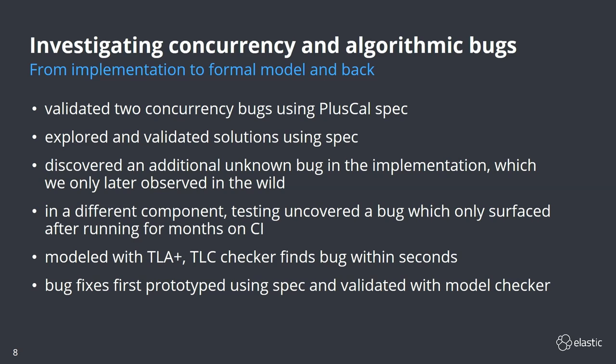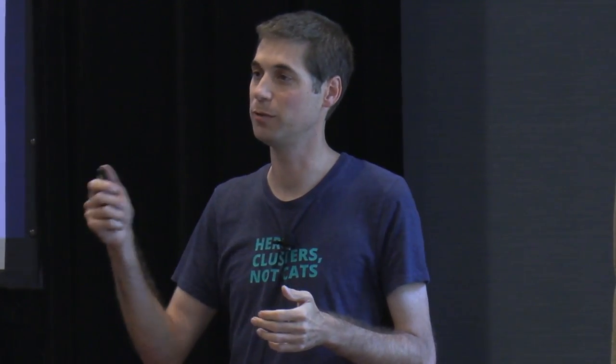A similar, more recent example of this is where our testing infrastructure uncovered a bug which only surfaced after running for months on CI. And again, we took the same approach, took the Java-based implementation, this time mapped it onto a TLA Plus specification, and the TLC model checker again was able to find the bug within seconds.